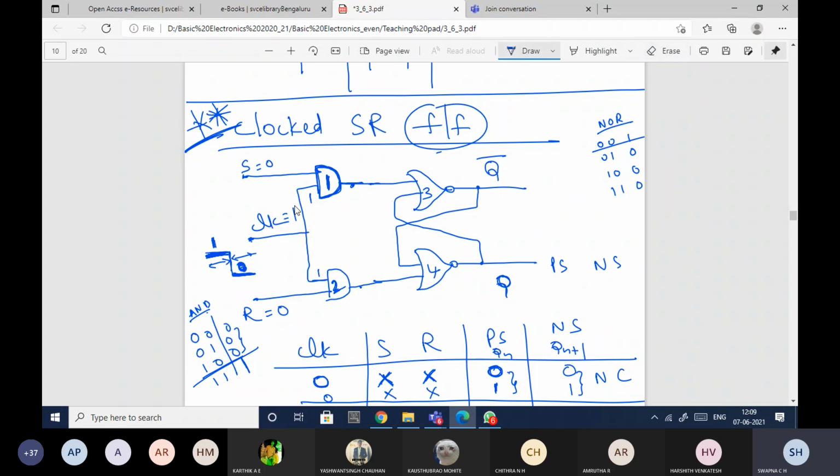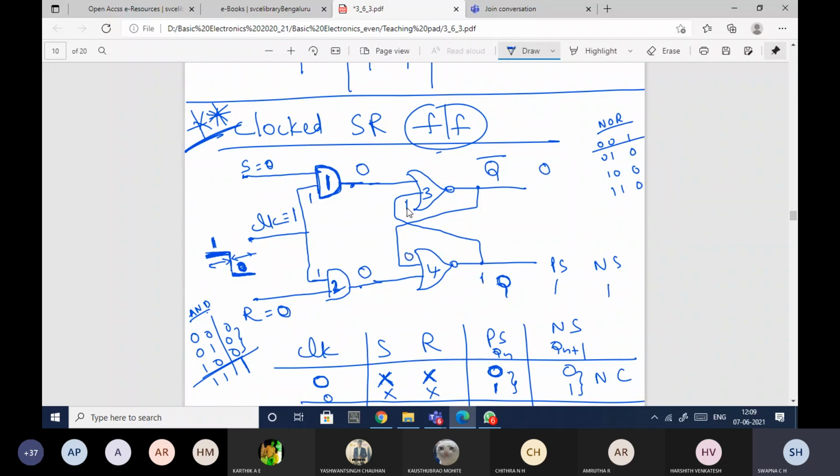Clock is equal to 1, S value is equal to 0, R value is equal to 0. The output of the first AND gate is 0 and the output of the second AND gate is also equal to 0. Now present state I am considering to be 1. So this 1 will go here. So 0, 1, the output will be equal to 0. This 0 will come back here. So 0, 0, the output will be equal to 1.